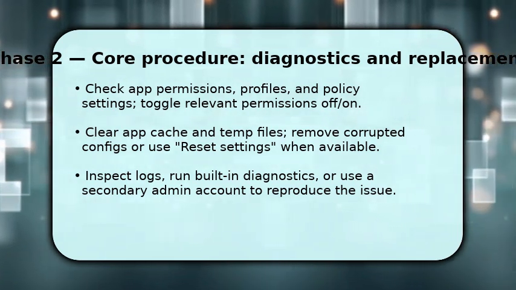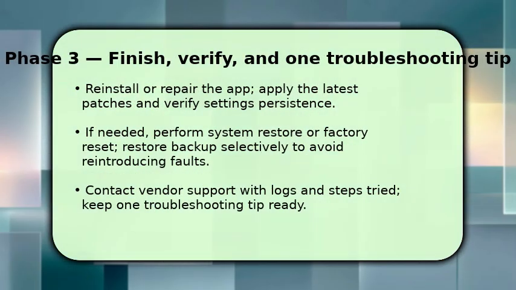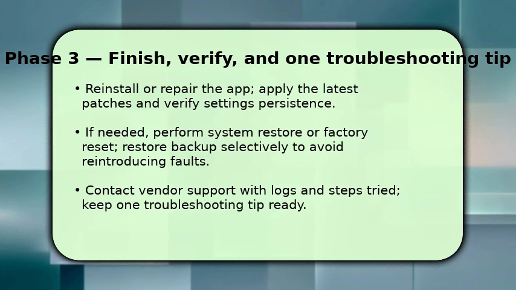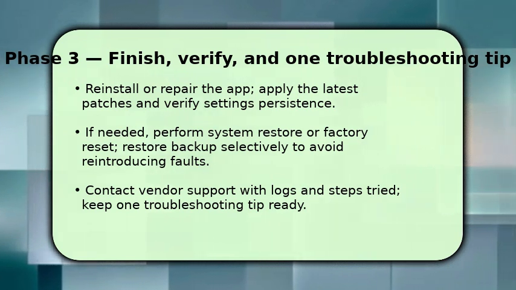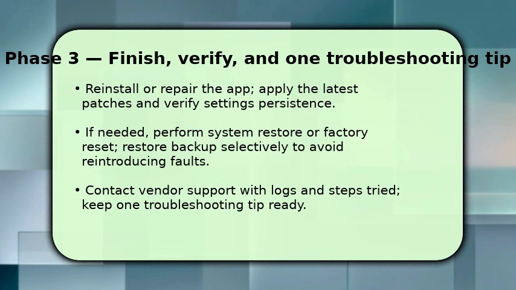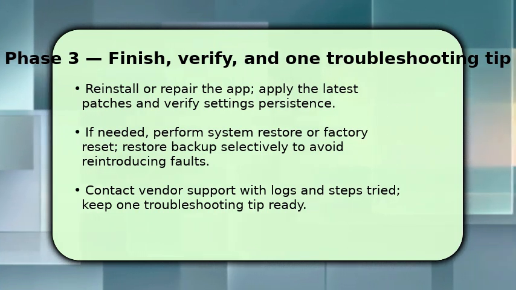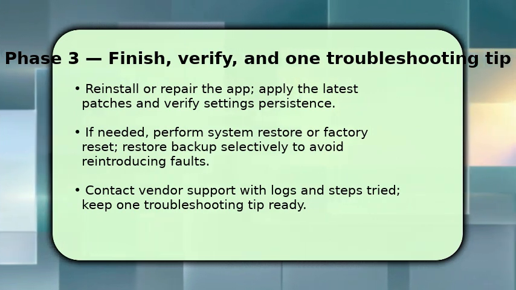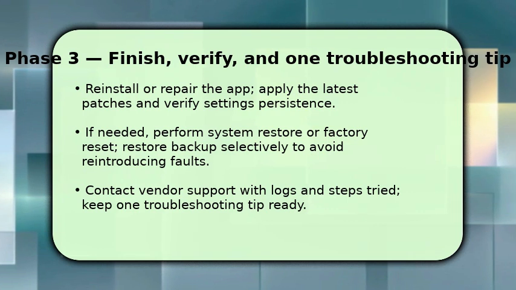Reinstall or run the app repair tool, then apply any remaining patches and verify that settings persist across restarts. If problems remain, use a system restore point or, as a last resort, a factory reset. Then selectively restore your backup to avoid bringing back corrupted configs. Finally, gather logs, reproduce steps, and contact vendor support if required.